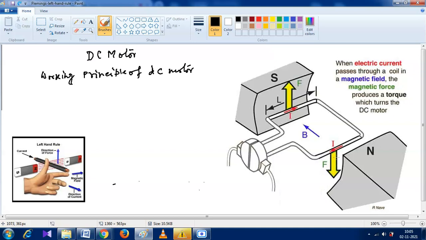Due to this torque, the DC motor will rotate in a direction. In which direction? Either it is rotating clockwise or anti-clockwise. What is the direction? We can find it by using the principle of Fleming's left-hand rule. By Fleming's left-hand rule, we can determine the direction of rotation of the DC motor.